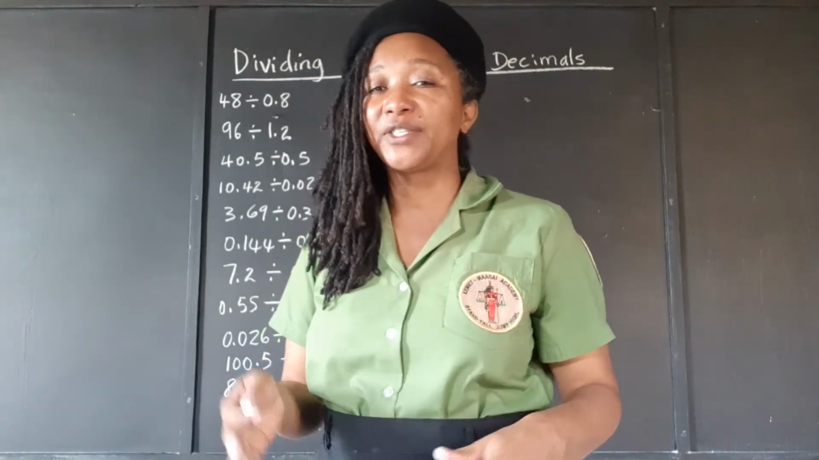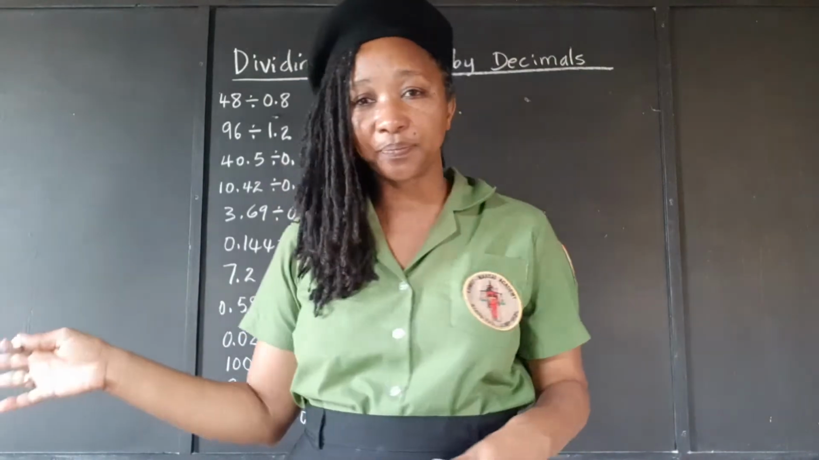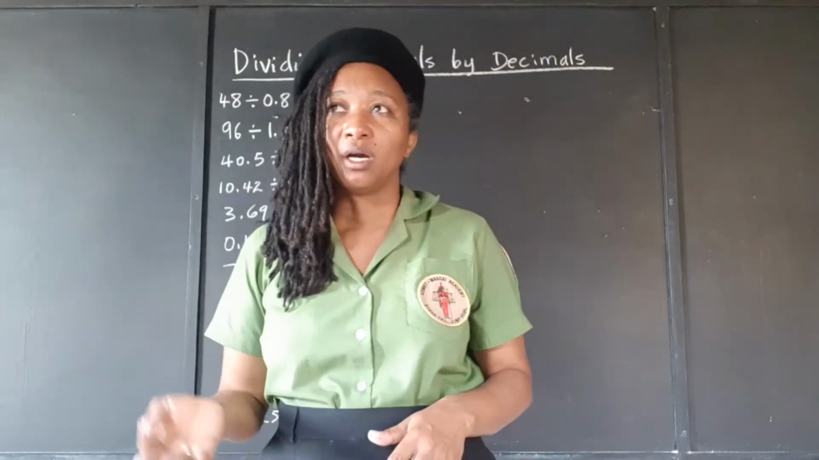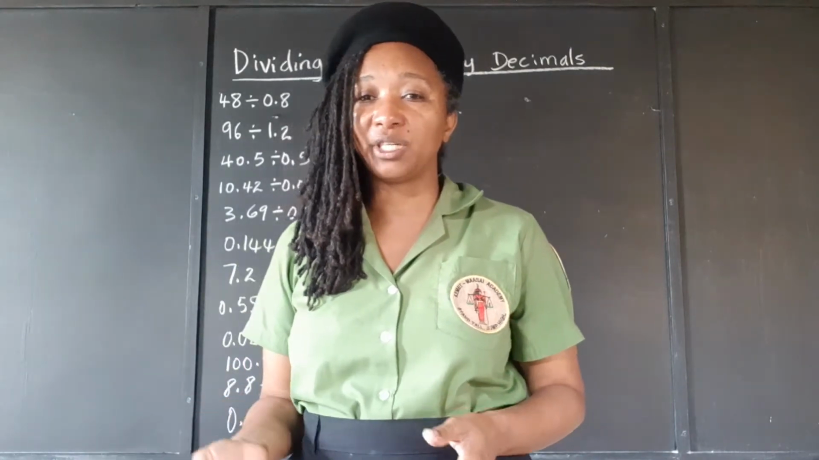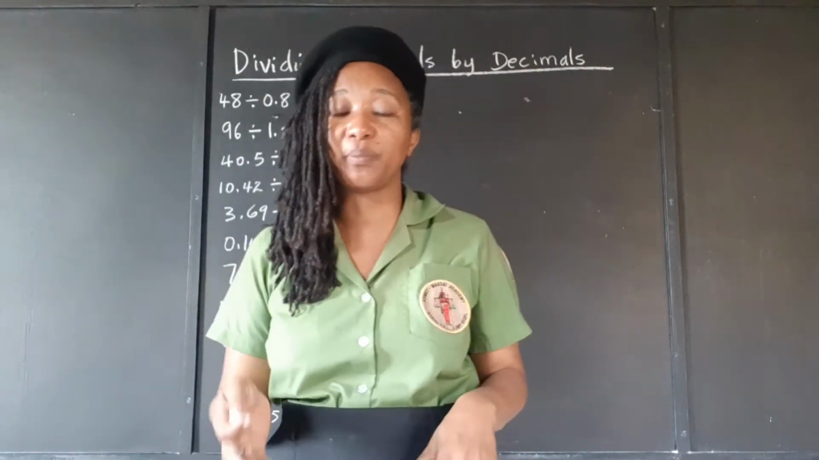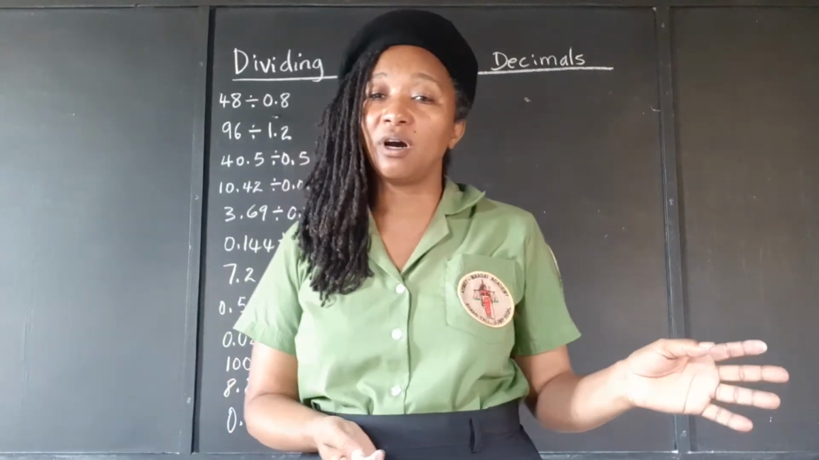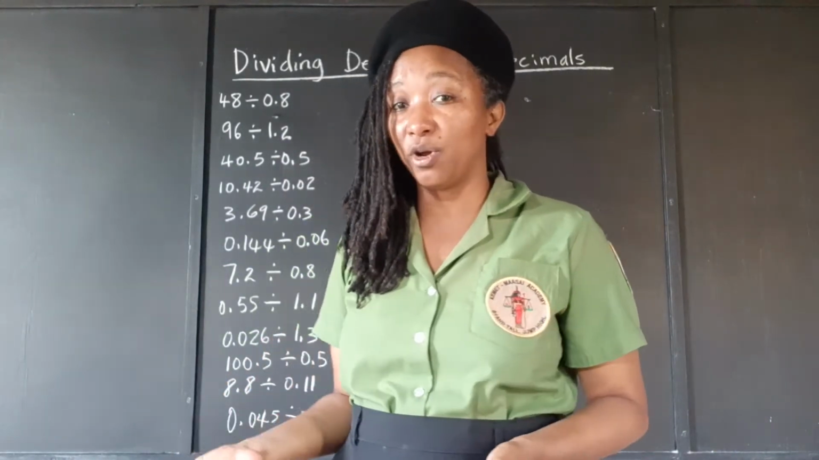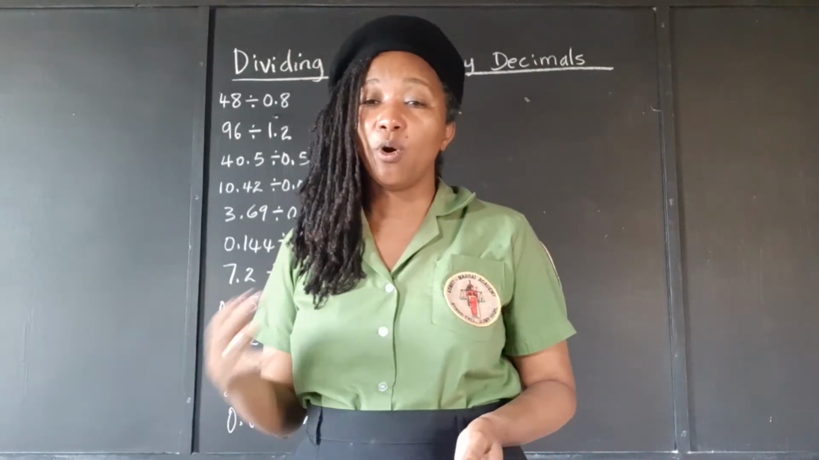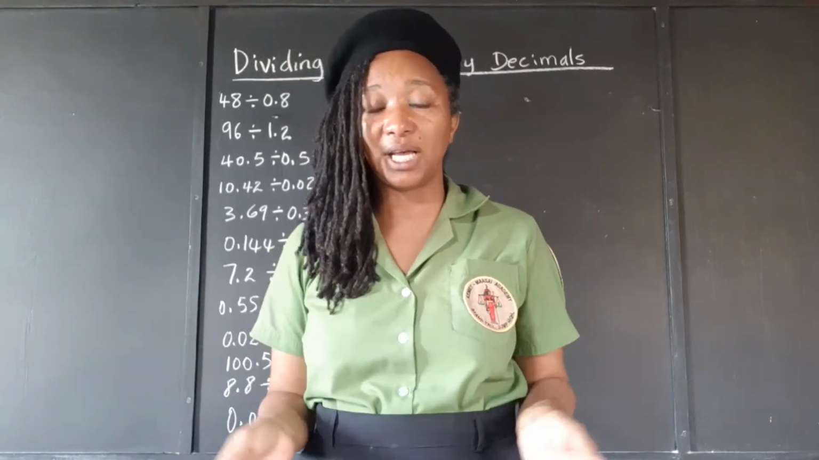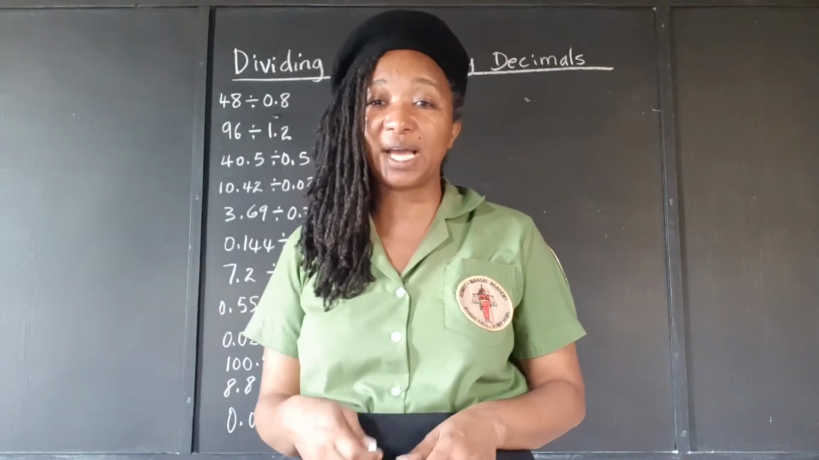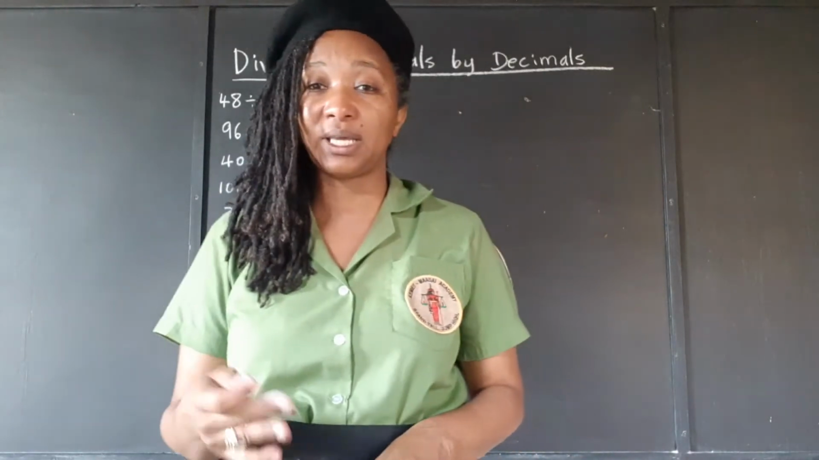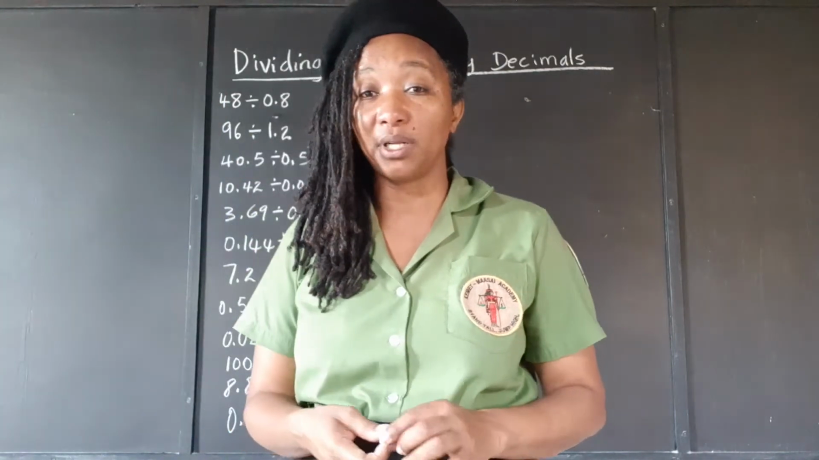There is really no issue if the dividend was the only part of the operation that has a decimal point. Because remember, we have done videos on dividing decimals by a whole number. So if the whole number is the divisor, that's really no issue. Just go ahead and divide the dividend, put back your decimal point, and divide as normal.